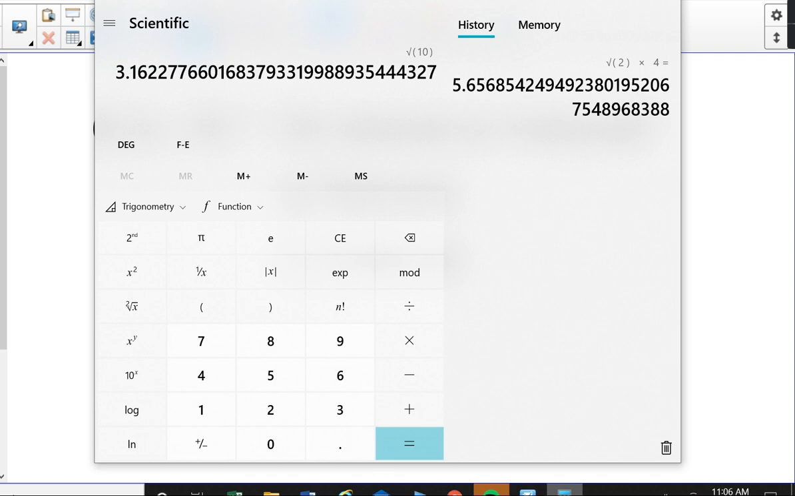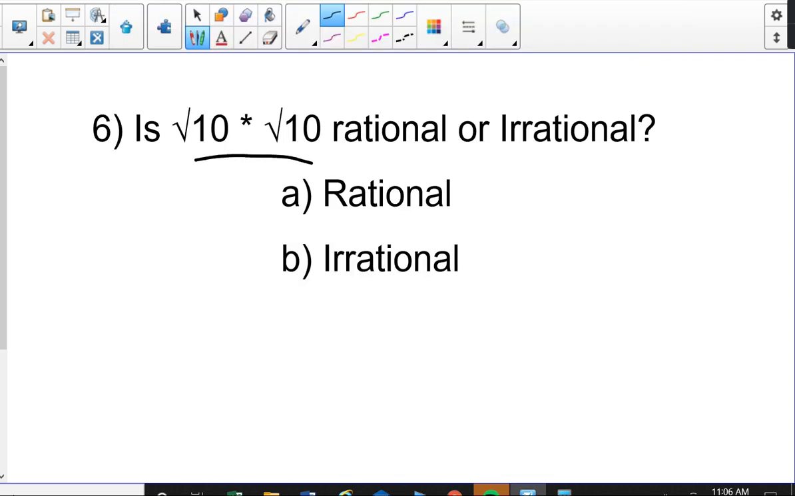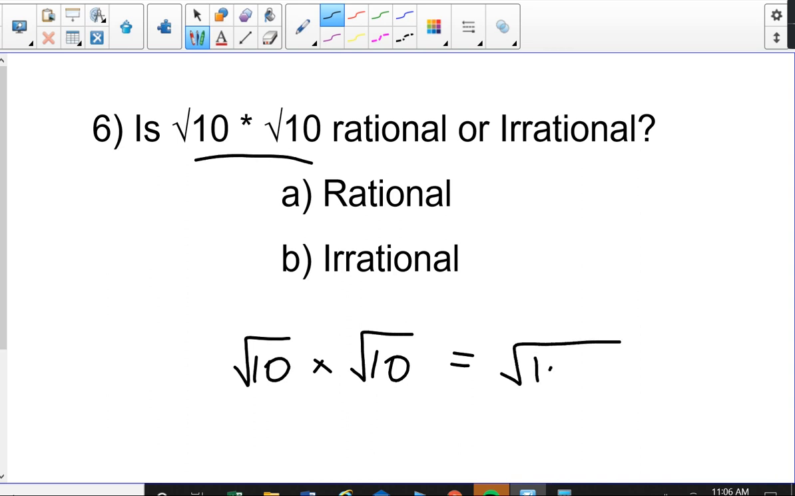But if I take square root of 10 and multiply it by itself like this, then what do I get? Well, we know how to multiply square root of 10 times square root of 10. We could multiply the insides. We have square root of 100. What's the square root of 100? That's equal to 10, okay?